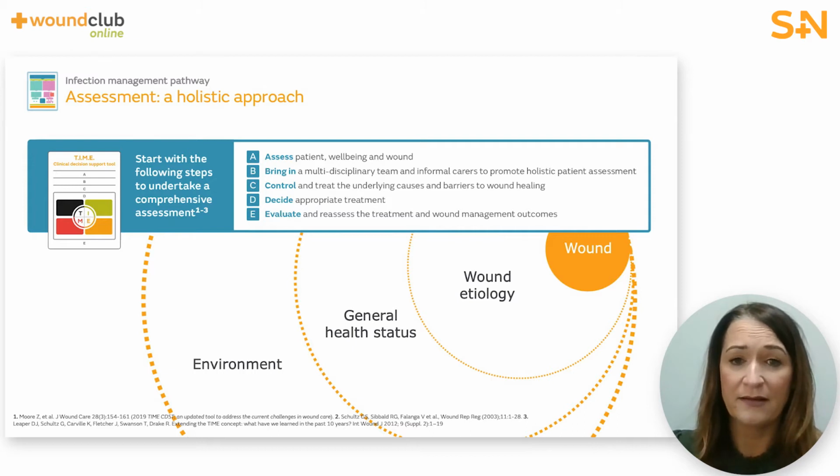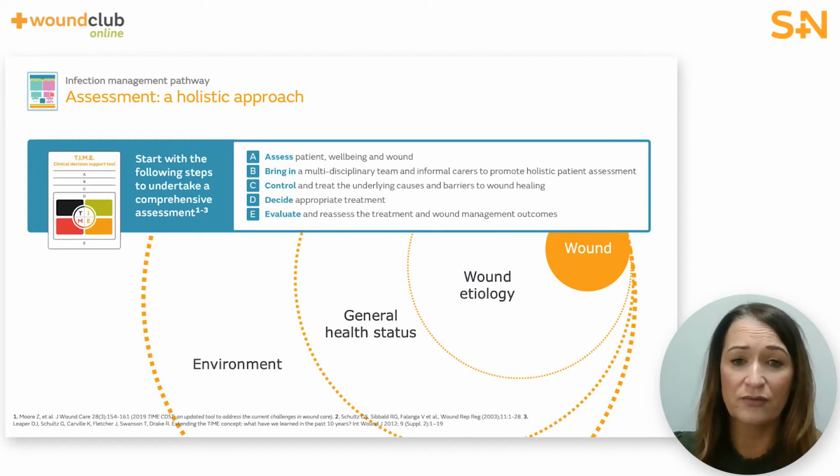A. Assess patient, well-being and wound. Review history, associated comorbidities, limitations to wound healing and formulation of diagnosis. B. Bring in multidisciplinary team. This includes caregivers and specialists to ensure a holistic approach to care and treatment.